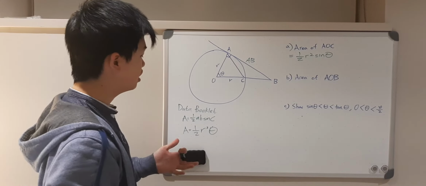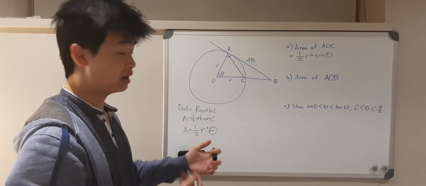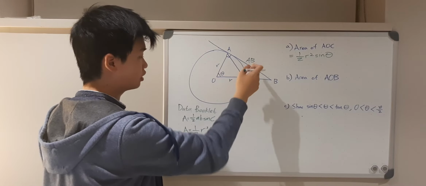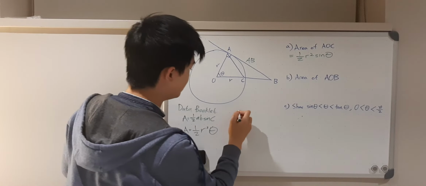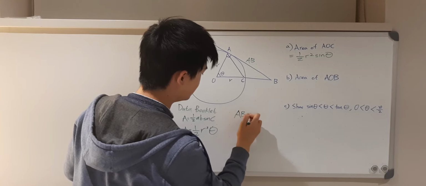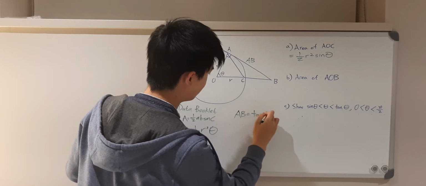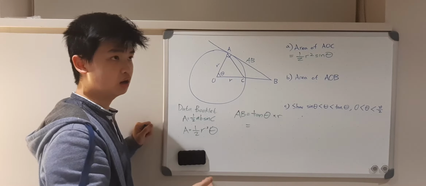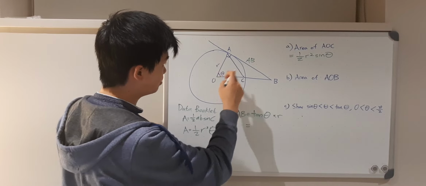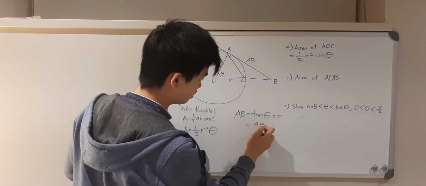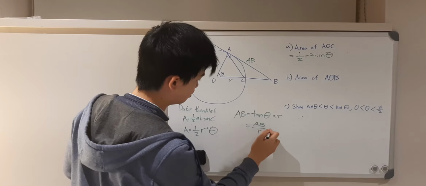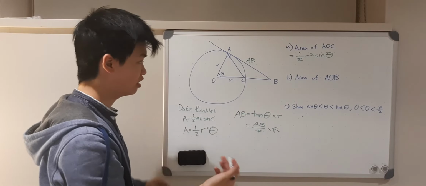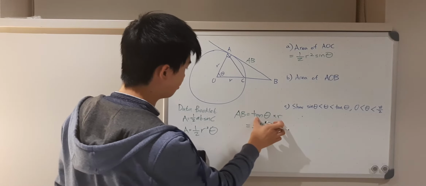Okay, now we have to find the area of AOB, and this is a right angle triangle this time. So we can use half of the height times the base. We know the height, now we have to know what the base is. Well, AB is equal to tan theta times r, because tan theta is equal to opposite over adjacent, and the opposite is AB, and the adjacent is r. So those two cancel out, so therefore AB is equal to tan theta times r. So that's one of our lengths.